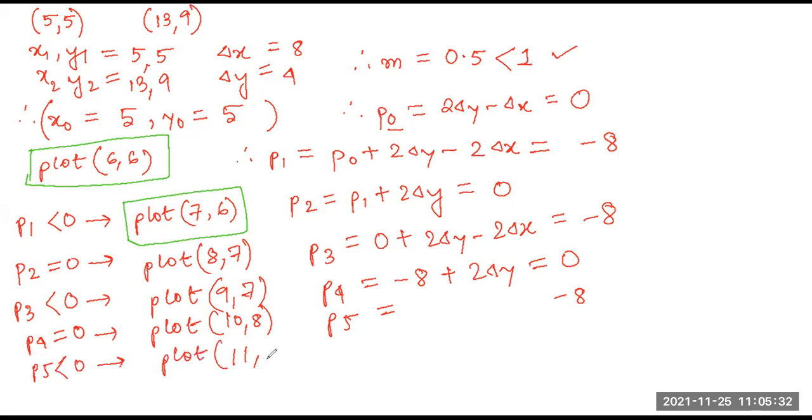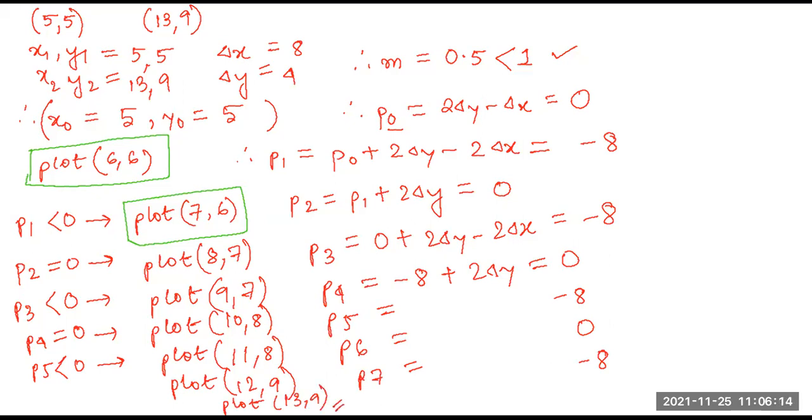Next plot 11, 8. Then the value is 0, and the next plot is 12, 9. Then -8, and the next plot is 13, 9. Now we will stop over here.